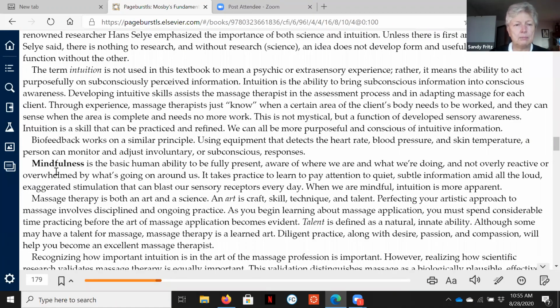So mindfulness is kind of the new term for an expansion on meditation, but it's being present right now, focused right now.